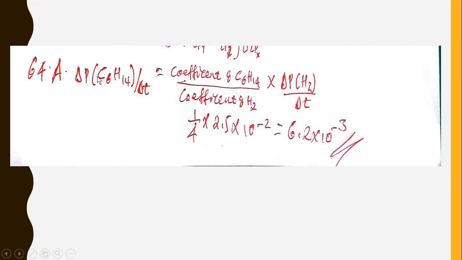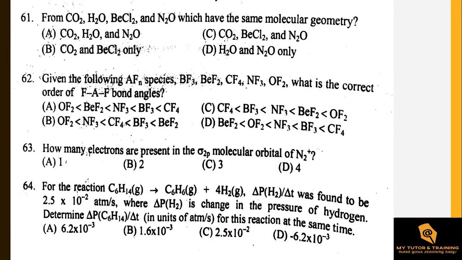Here delta P C6H14 over delta T is equal to the coefficient of C6H14 over the coefficient of H2 times delta P hydrogen over delta T. That is 1 over 4 times 2.5 times 10 to the power of minus 2, which is equal to 6.2 times 10 to the power of minus 3. So the correct answer is A, 6.2 times 10 to the power of minus 3.